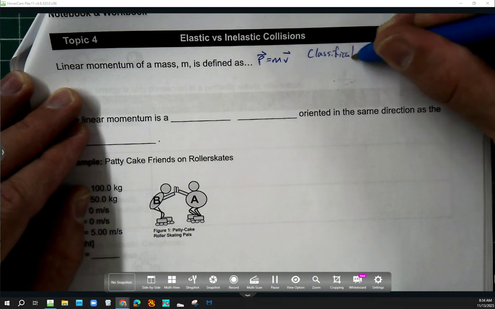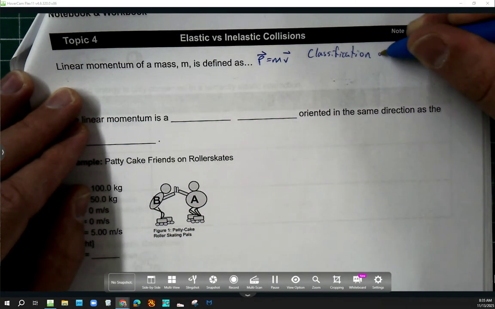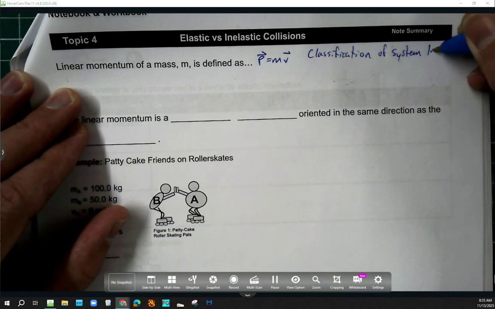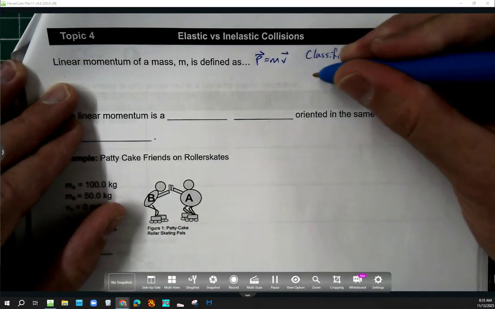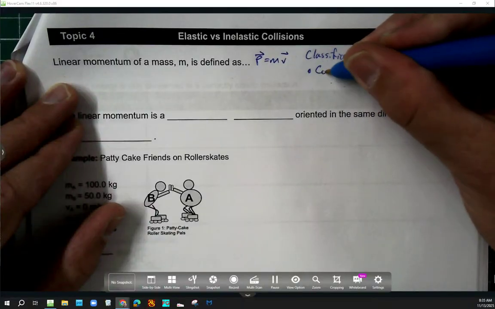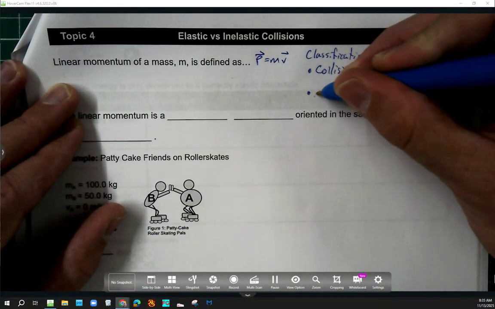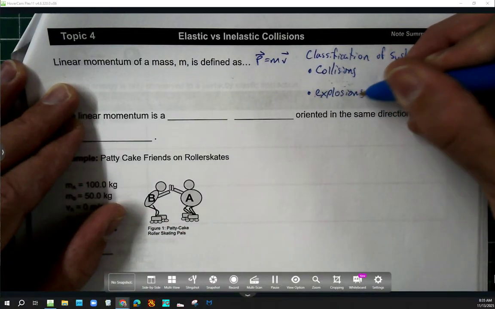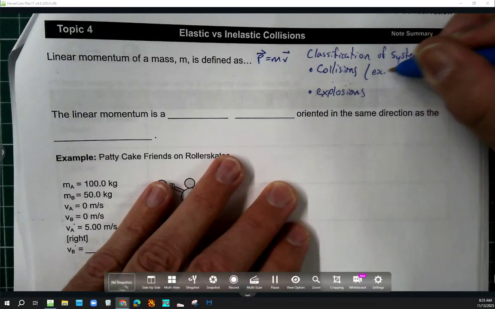And when we're classifying these kinds of interactions between multiple masses, these system interactions, so not just one body, but multiple bodies, when we talk about classifying system interactions, however, we talk about collisions, and we talk about explosions. And not to be too violent about either of those things, but obviously, one of those could be, for example, a car crash.